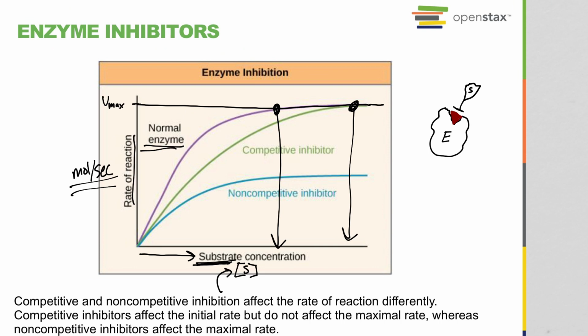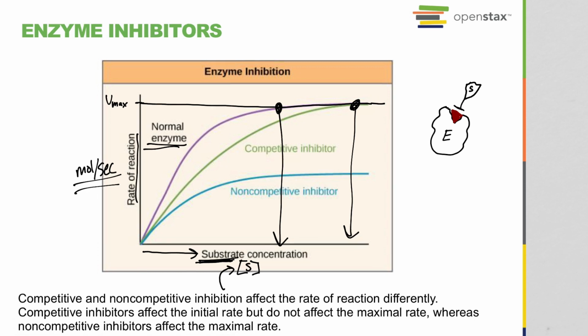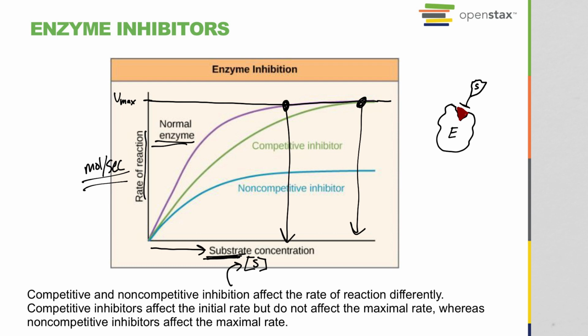It's a probability game. The more substrate molecules you have, the more of a probability there is that your substrate will bind to the active site before the inhibitor can. Okay, so competitive inhibitors do slow down the reaction, but they can be outcompeted by adding a lot of substrate. Okay. All right, the non-competitive inhibitor, same concept.